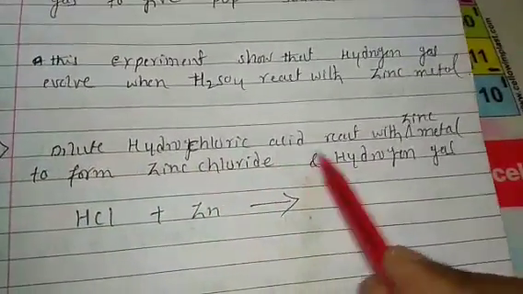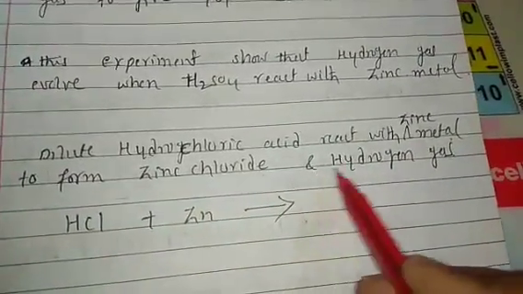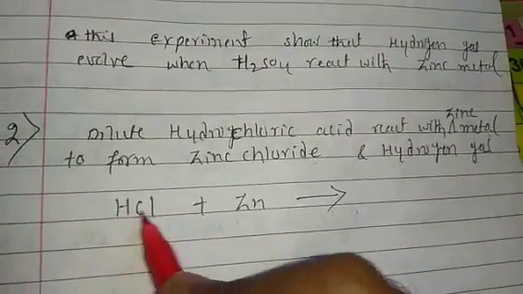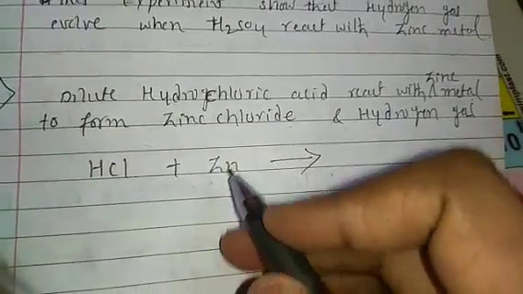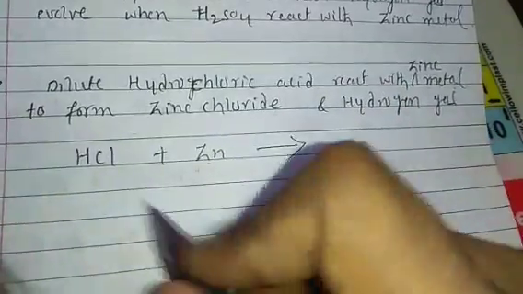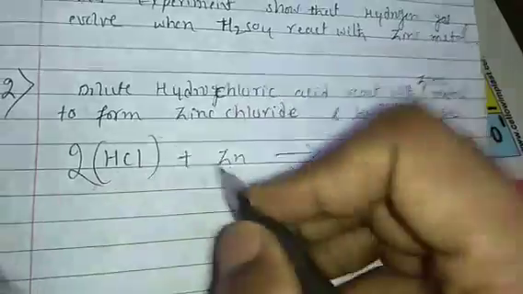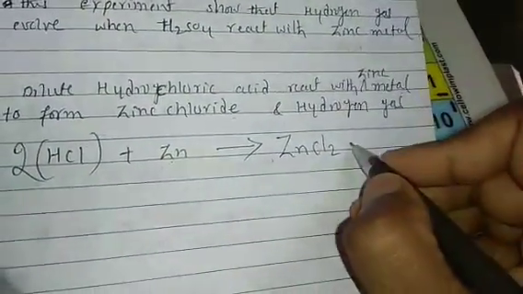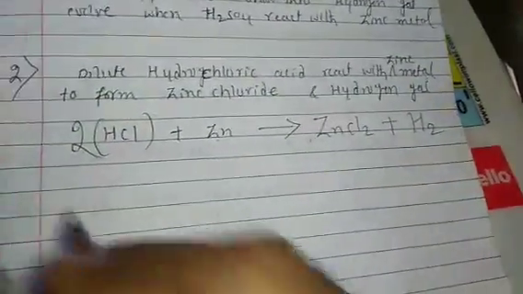Dilute hydrochloric acid reacts with zinc metal to form zinc chloride and hydrogen gas. Okay, students, I am using HCl here. HCl treated with zinc: zinc valency 2, chlorine valency 1, hydrogen valency 1. So we have to introduce 2 here. So it forms zinc chloride salt plus H2 gas.